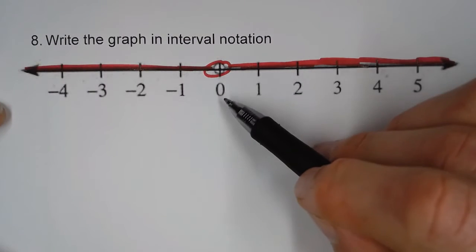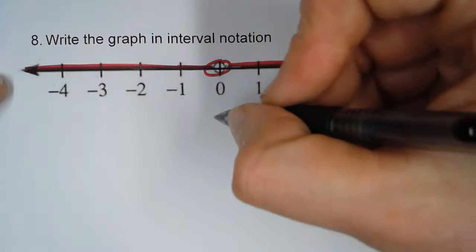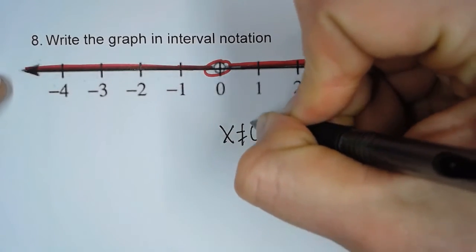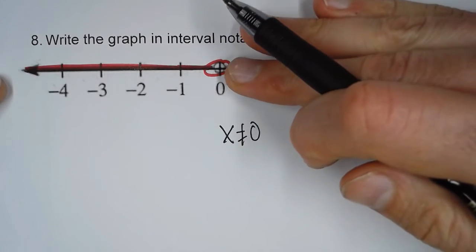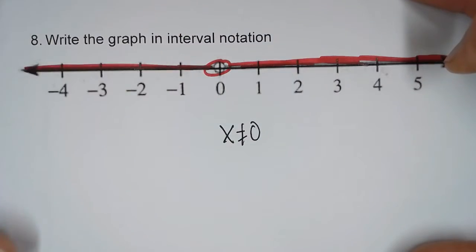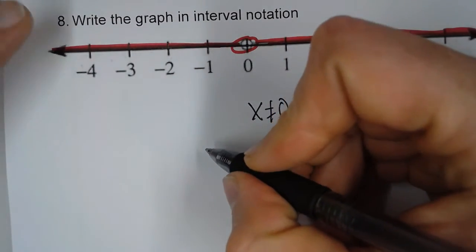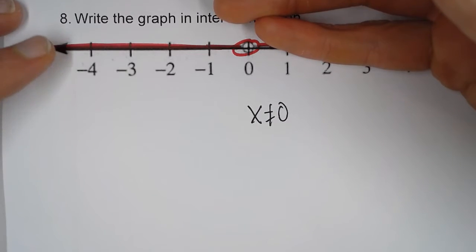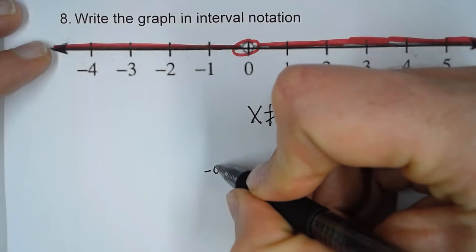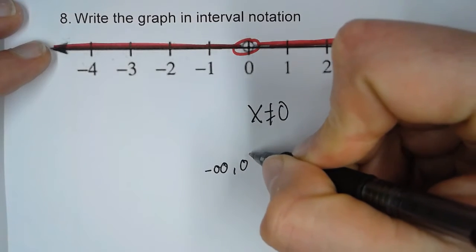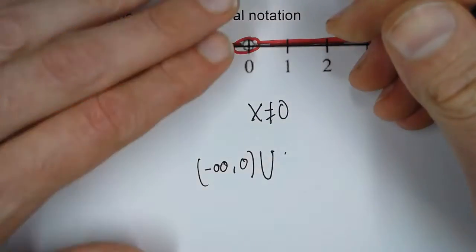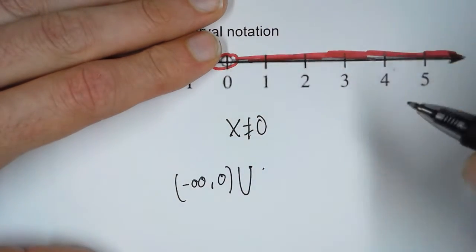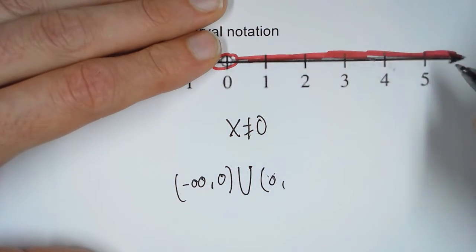Then finally, number 8, everything is highlighted except 0. Now you can very easily say, well, x does not equal 0, and you'd be right. But how would you do this in interval notation? Well, what you would do is treat this as an interval, and then treat that as an interval. So if we just look at this as an interval, over here is where we start, negative infinity, and we go out to 0. And then put our U to hook them together, and then we look at this interval and say it starts at 0 and goes off to infinity.